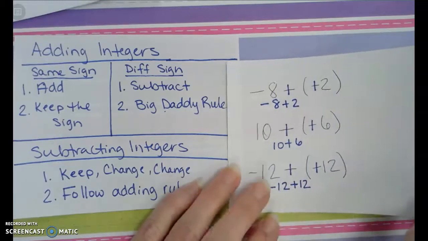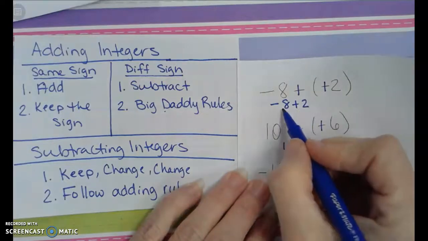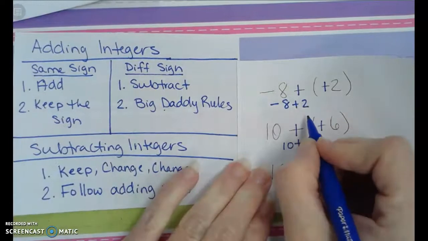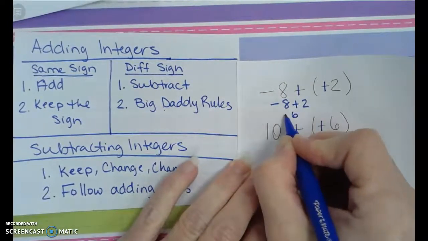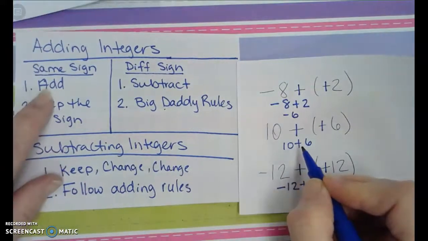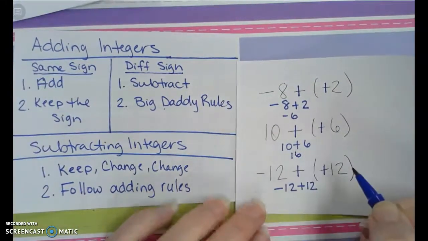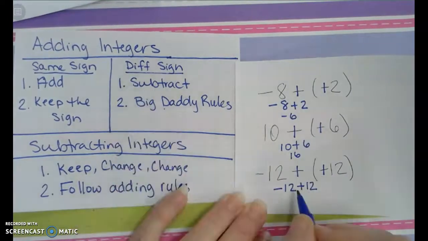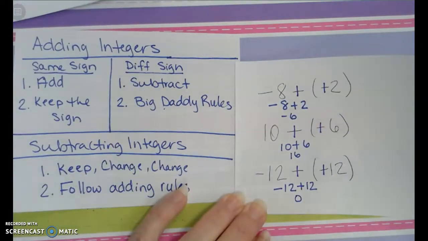And then we go back and solve them. The signs are different. Different says subtract. So that's going to give us 6. And it's going to be negative. The signs are the same, we add and keep the sign. The signs are different. Different says subtract, and we get 0.